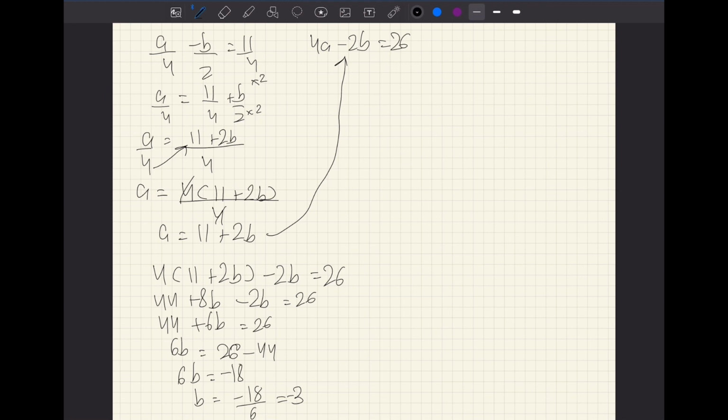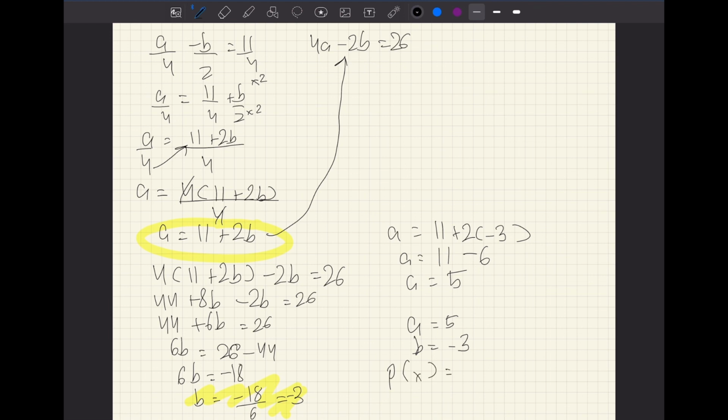So that's the value of b. And using that, now we can plug in the value of b that we found into this equation to find the value of a. We found the value of b as negative 3, so plus 2 times negative 3. a is equal to 11. This should be negative 6, because 2 into 3 is 6, so 2 into negative 3 is minus 6. So a is equal to 5. So our values are a is equal to 5, b is equal to negative 3. So therefore, p of x should be equal to 6x cubed plus 5x squared minus 3x minus 2. And that's the question solved.